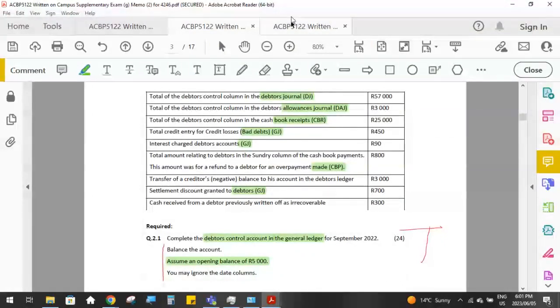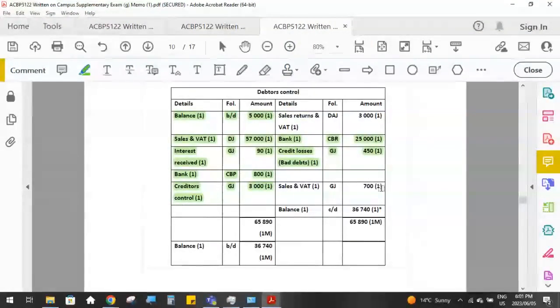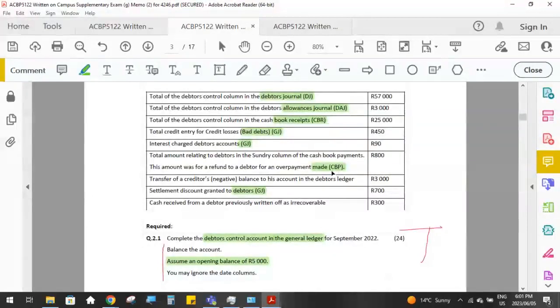Settlement discount granted 700 Rand, so that is going to reduce the amount that the debtor owes us. So that must go on the right hand side to reduce the debtors control total. And also that will be sales and VAT, because that 700 settlement discount that we are granting them will be the sales amount including VAT. So we write here sales and VAT. And I think that was it.